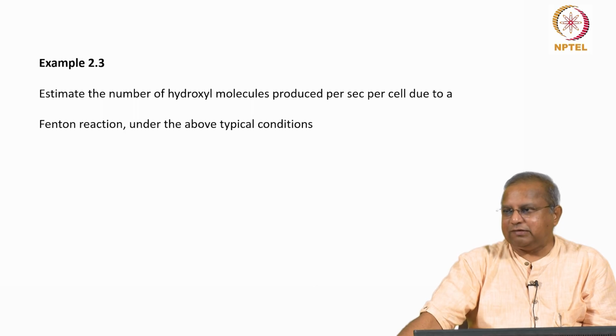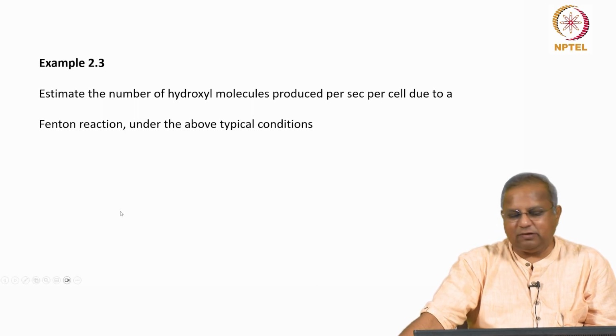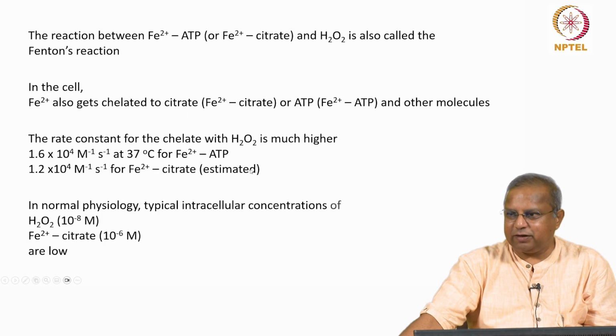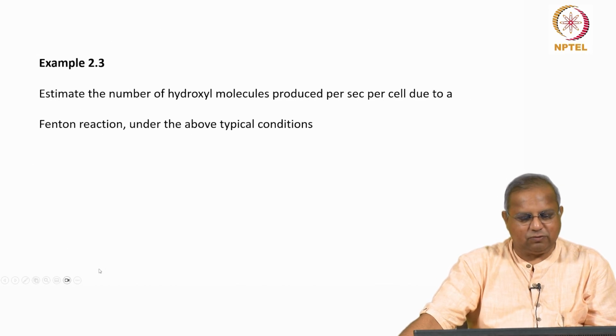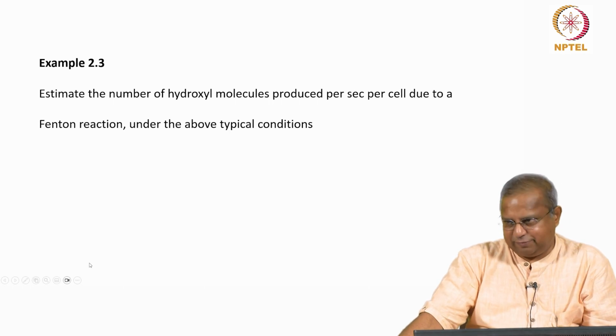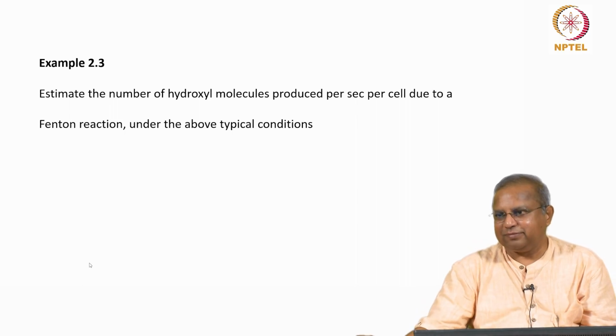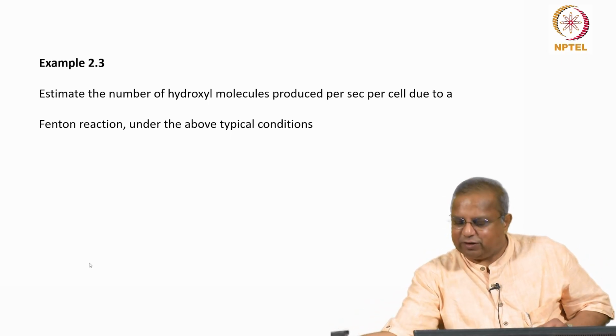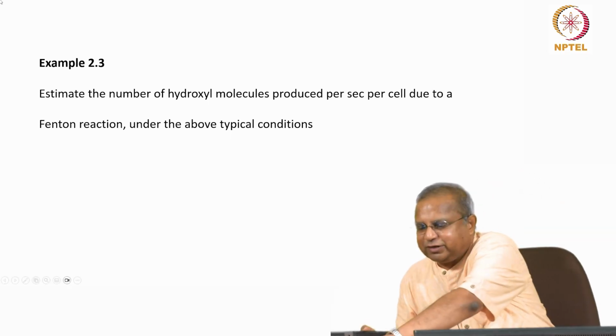Okay, so let's get a little more comfortable with all these concepts. Estimate the number of hydroxyl molecules produced per second per cell due to a Fenton reaction under the above typical conditions. Above typical conditions are these. I hope you have written these numbers down. So with these numbers, estimate the number of hydroxyl molecules produced per second per cell. That should be quite eye opening. Can you do that? Take about 5 to 10 minutes, and I'll finish attendance by then.